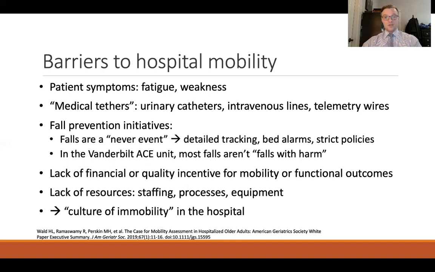This is in contrast to falls, which are a highly tracked quality metric. And finally, there's lack of resources required, such as increased staffing, processes to allow for more mobility, and equipment to help patients mobilize.